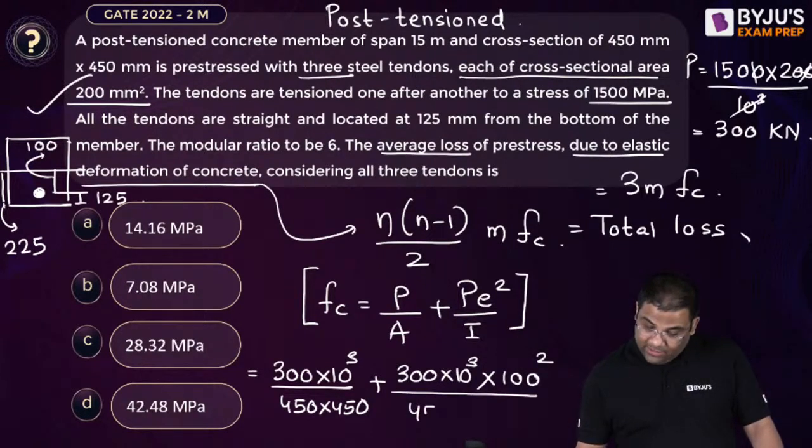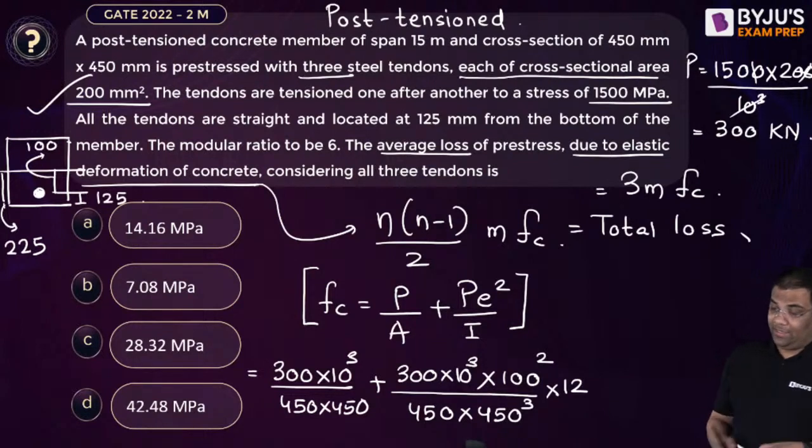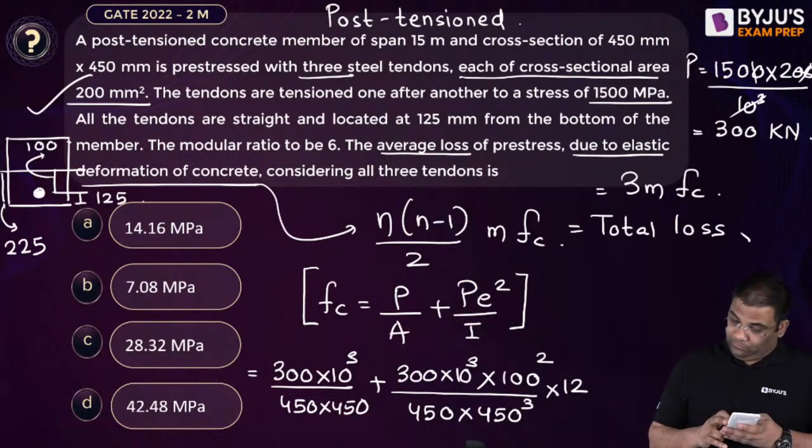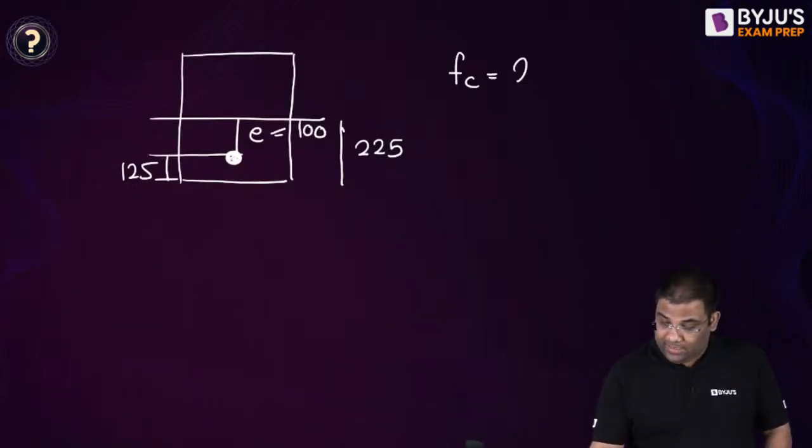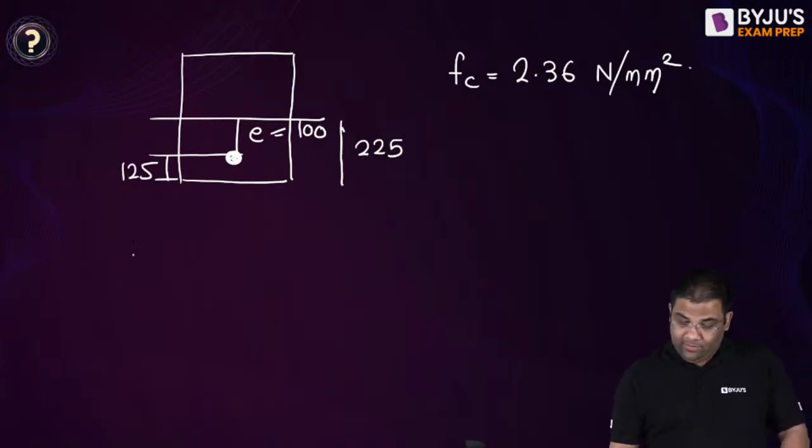divided by I. I is b d cube by 12. So how much are you getting for this fc? Tell me. Are you getting 2.36? fc you will get 2.36.